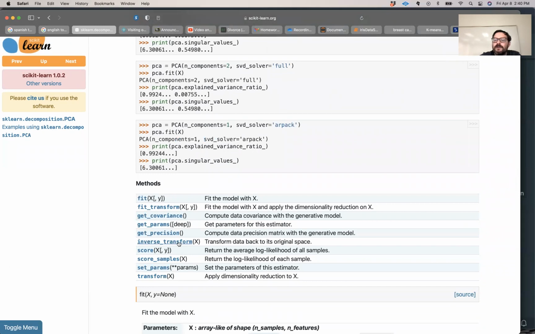Here. So by calling inverse transform, you can take the matrix that you have and take it back to the original space. This is one thing that's nice about sklearn. I just saw a method that I hadn't noticed before.